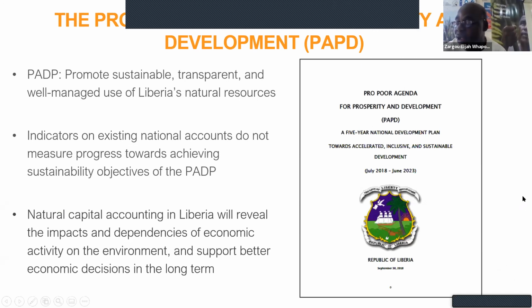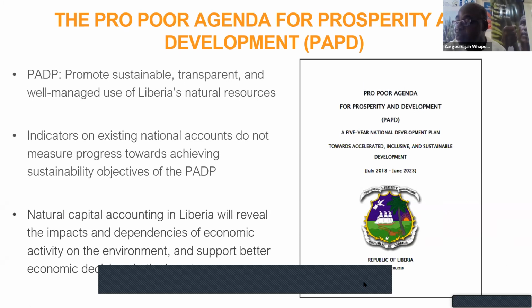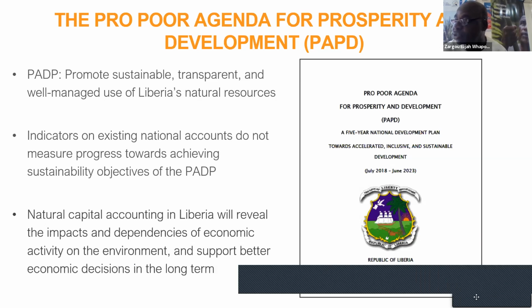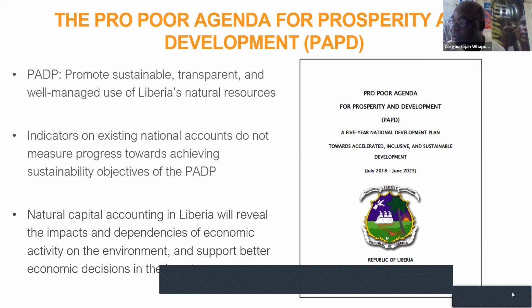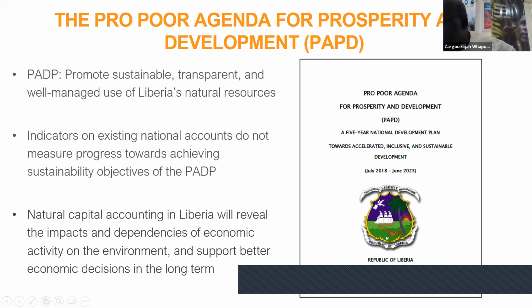So the government of Liberia instituted the PROPO agenda. They adopted this JEF NCA Pro document. This PROPO agenda for prosperity and development is the Liberian government's primary strategy to foster sustainable and equitable growth. This strategy seeks to promote sustainable, transparent, and well-managed use of Liberian natural resources. Like most governments, especially in the region, they adhere to the statistical standard of the UN System of National Accounts. But the SNA is not adequate enough to help government provide information to make informed decisions.